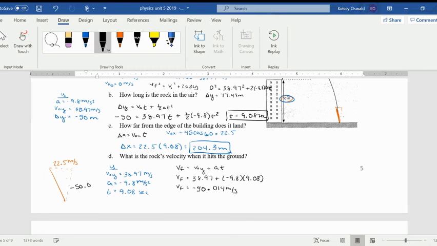So when we put that on our triangle, now we know two sides of our triangle. So we can use the Pythagorean theorem to solve for that overall velocity. Again, be careful here. You'll get a positive value since it's squared, but since it's moving down, we need to make it a negative 54.84 meters per second.